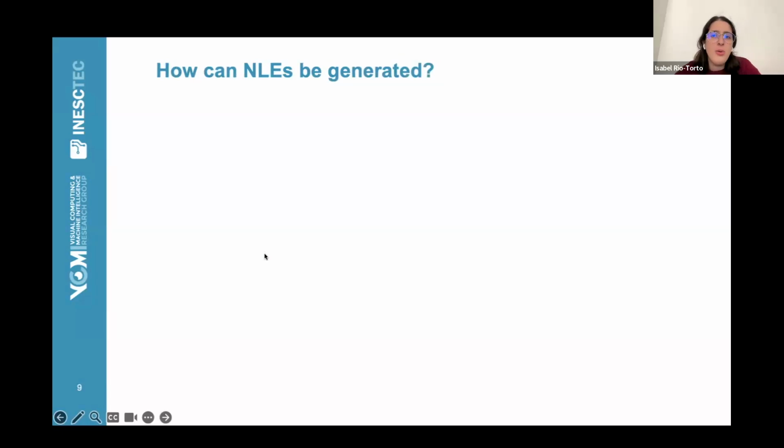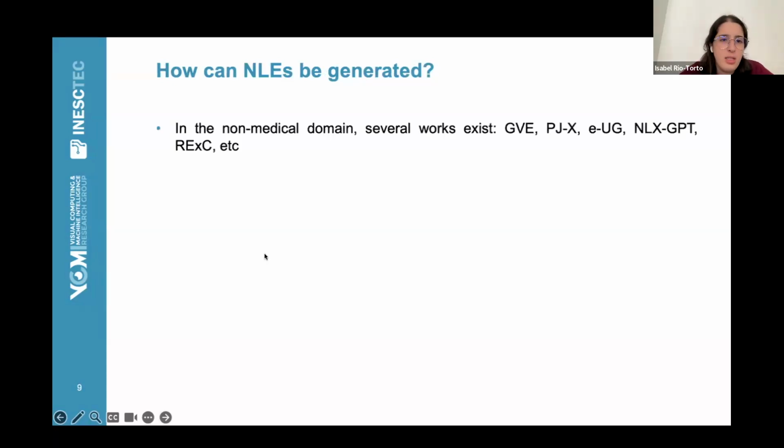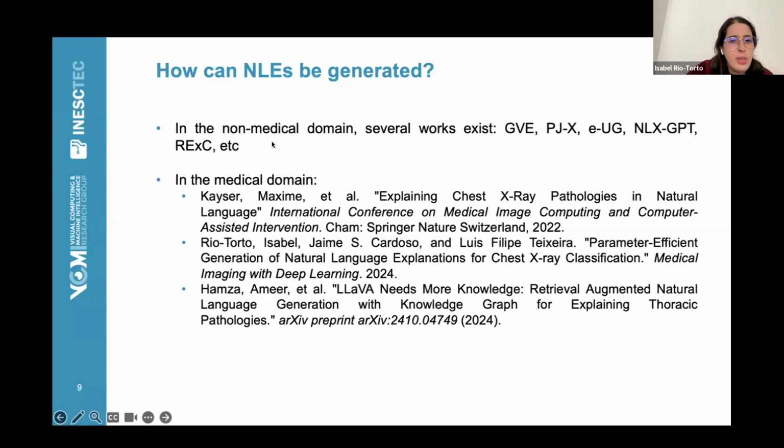Finally, I don't want to bore you with the technical details on how they can be generated, but there are several examples in the non-medical domain. Here are a few of the names of the models that exist. I can get you the links if you want to. In the medical domain, to the best of my knowledge, for now, I think only these three works exist.